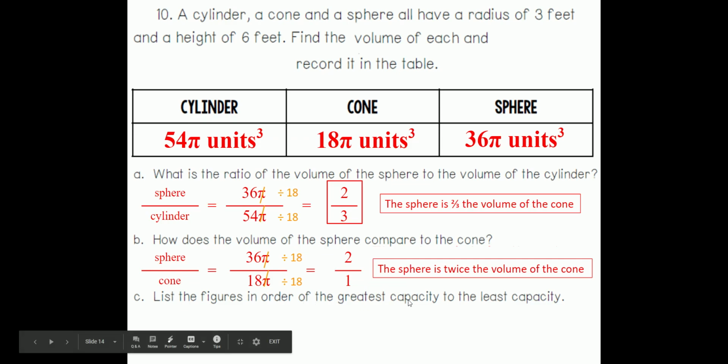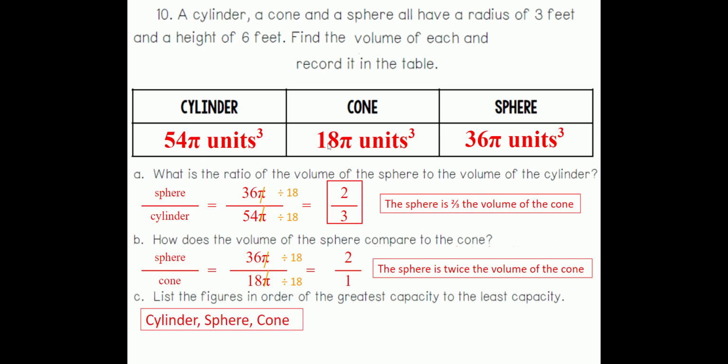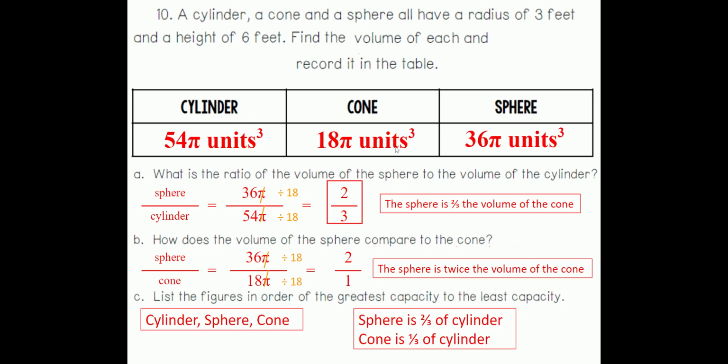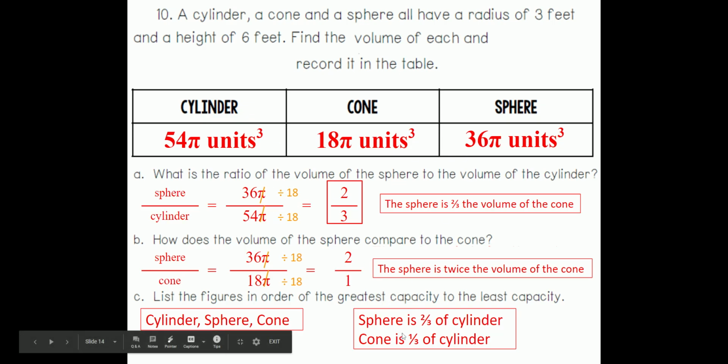List the figures in order from greatest capacity to the least. Well, cylinder is clearly the biggest. It's 54 pi, followed by sphere, followed by cone. So something else you may want to write down, this is pretty nifty, is the relationship between cylinders, cones, and spheres. Now, a sphere is 2/3 the volume of a cylinder, and a cone is 1/3 the volume of a cylinder. Knowing these relationships will actually make certain math problems easier. Anyhow, that's the end of that.